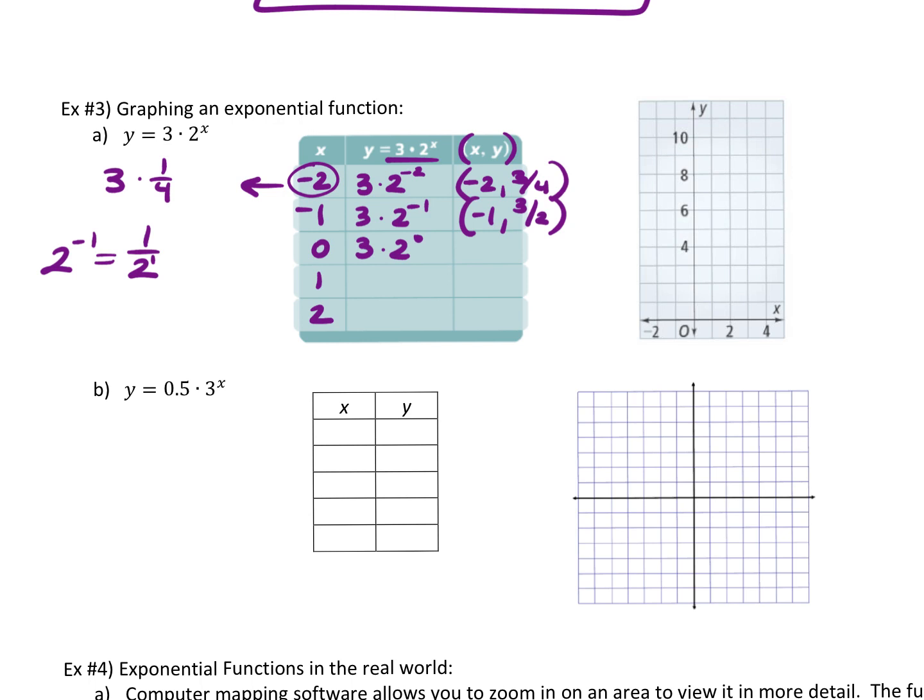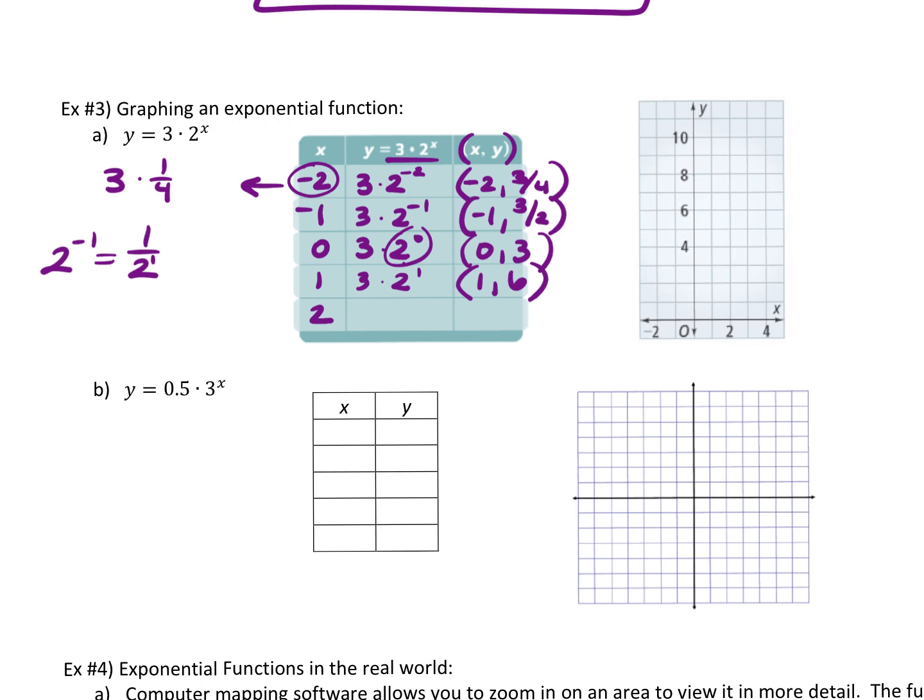Where a lot of people struggle here is they try to multiply 3 times 2 first and then take it to the 0. You got to do the power first and then multiply by 3. So 3 times 1 is 3. So you get the point 0, 3. Then plug in 1. 3 times 2 to the first is 3 times 2, which is 6. So 1, 6.